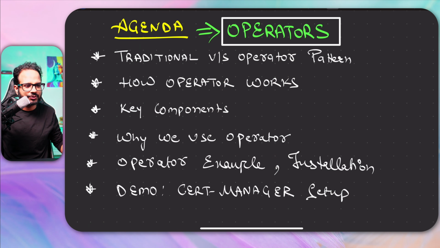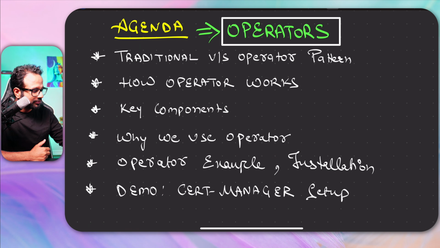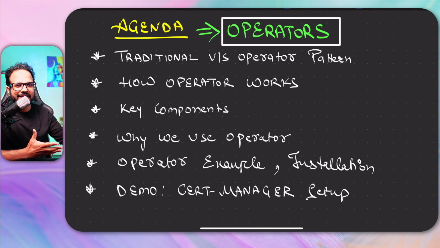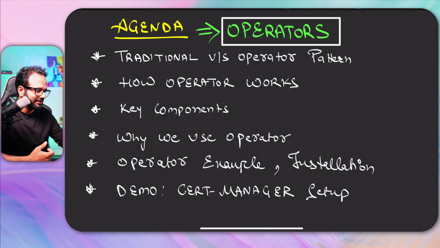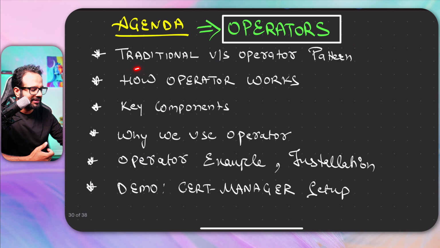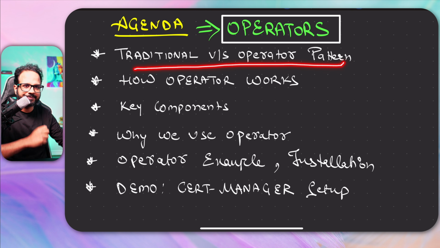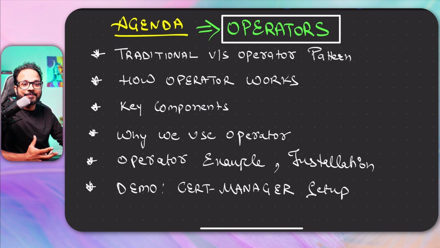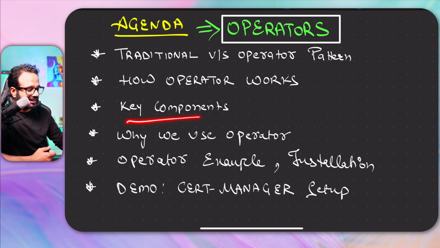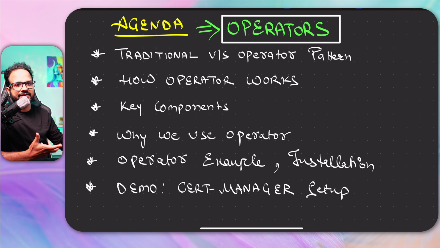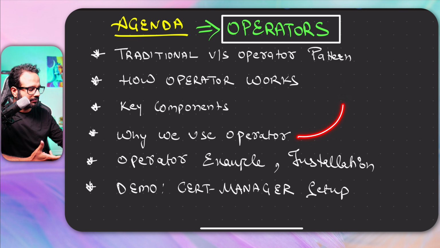So let me just share my screen and I can just walk you through what we'll be covering in this video. So we'll start with explaining what exactly is an operator in Kubernetes by defining the difference between traditional and operator pattern. Okay, so how it works traditionally, the deployment and management of any application in Kubernetes versus how it works with the operator, and then how operator works, the key components involved in the operator, and why do we use operator, like what benefits that it comes with when we compare it with the traditional approach.